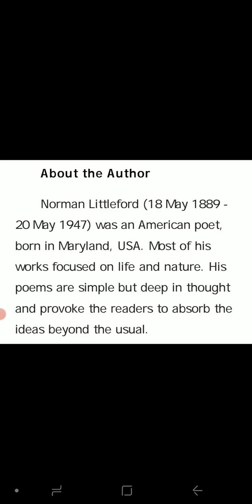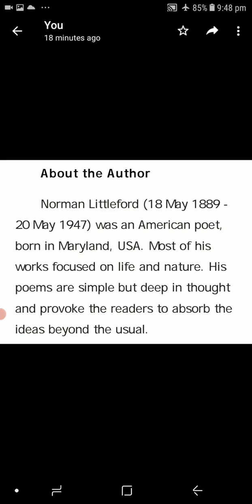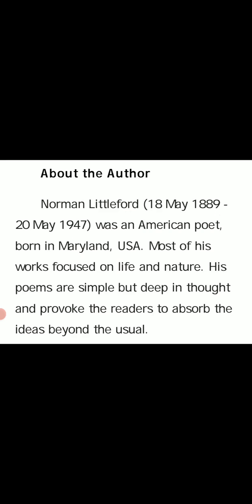His poems are simple. See, very simple. You yourself can enjoy and read the poem. You can understand. It is very, very simple. The comet is compared to a cheetah, the comet is compared to a mountain, and finally he is saying the comet is a spectacular sight. Very simple, but thought-provoking. Deep in thought, and provoking the readers to absorb ideas beyond the usual. But he very beautifully narrates the scientific fact of a comet.